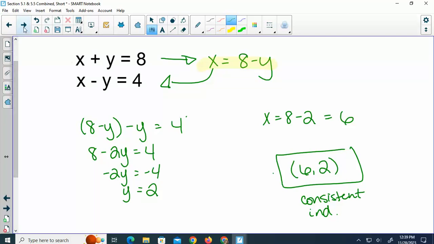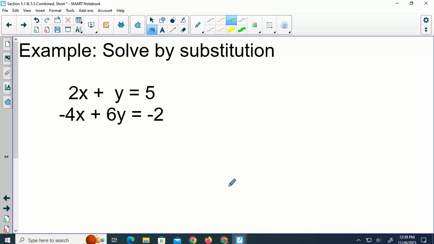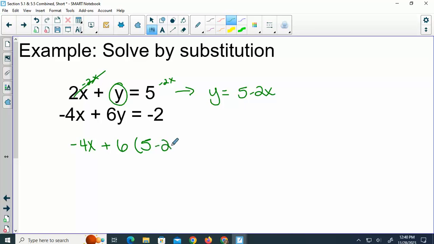What if I give you this one? Is there an easiest option here? Top one, yeah. Solve for y in the top. Not that you have to do it that way, but it avoids fractions. We subtract our 2x. y is 5 minus 2x. So then we're going to plug that into the bottom. So we have negative 4x plus 6 times 5 minus 2x equals negative 2.